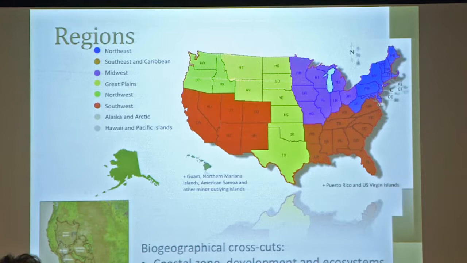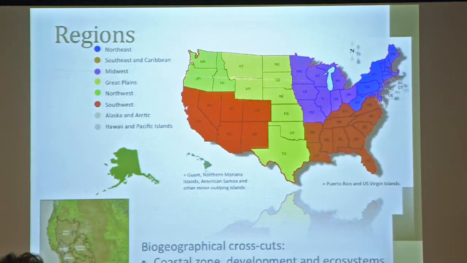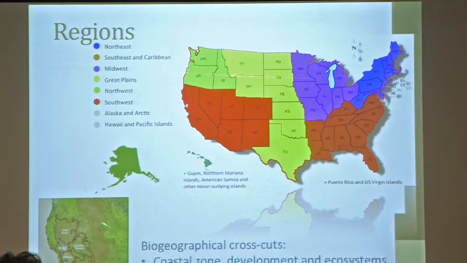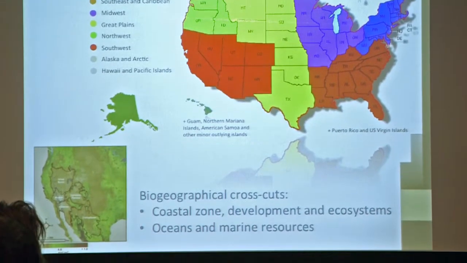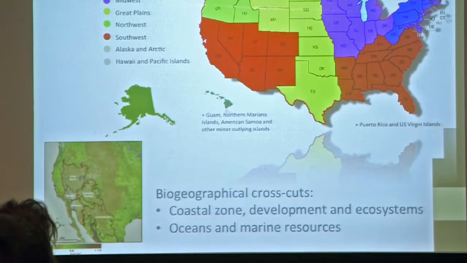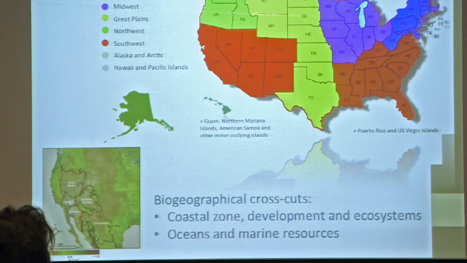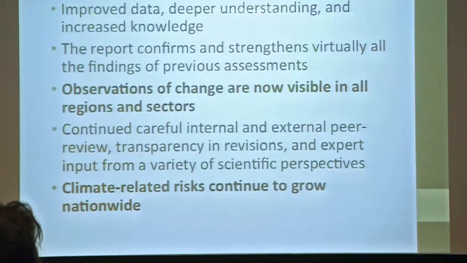We also have the regions. Here they are. You'll see these again, because this region is the one that we're going to focus on. I just put this down here to point out that this is a dry region. This is a map of a dry and unproductive region. There are some crosscuts for biogeographical systems as well that I probably won't talk about a whole lot.